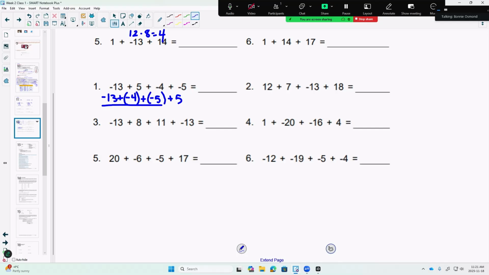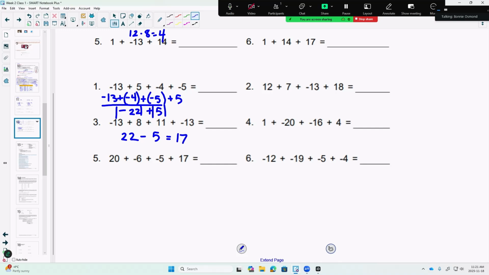So the answer is going to be negative when I add all these. So 13 plus 4 is 17, 17 plus 5 is 22. So now I've got negative 22 plus 5. A negative plus a positive. The absolute value of negative 22 is 22. Absolute value of 5 is 5. I'm subtracting 22 take away 5 will leave me with 17.